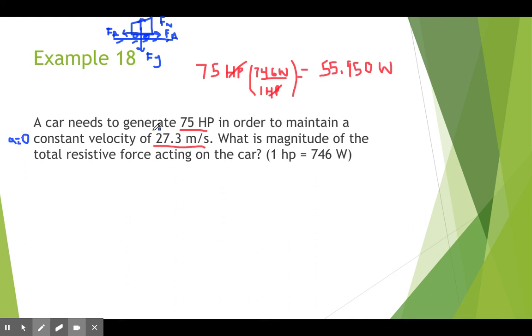Okay, so we know that the velocity here is constant, and it's this value here. We want the magnitude of the total resistive force acting on the car. Okay, which would, in this case, be the force of friction. Okay, because this object is not accelerating, this power generated, the force that is generating this power, is overcoming or equal to the force of friction.